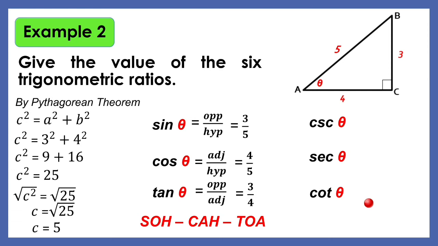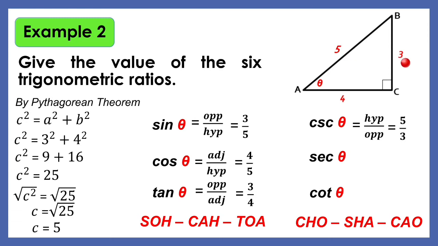Let's use the mnemonics na cho, sha, kaw. Cosecant theta, that is hypotenuse over opposite. Ano yung hypotenuse natin? That is 5. Ang opposite, that is 3. So, 5 over 3. Next, secant theta, sha, hypotenuse over adjacent. Hypotenuse is 5. Adjacent side is 4. 5 over 4. Tignan natin kung tama. That is 5 over 4.